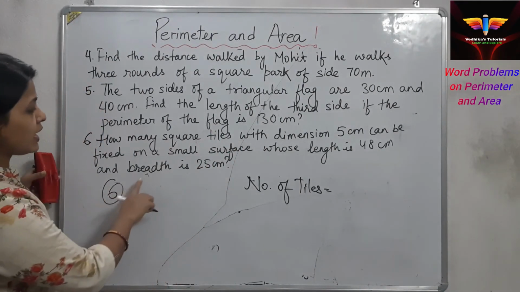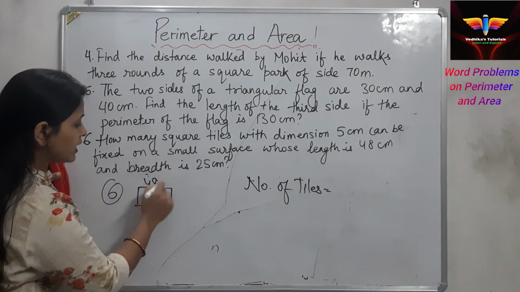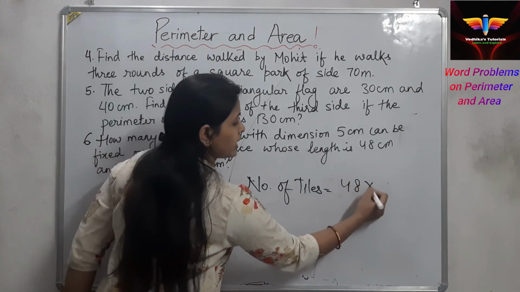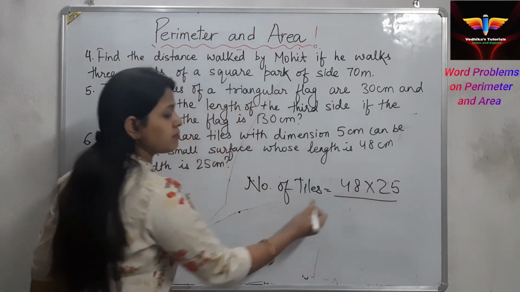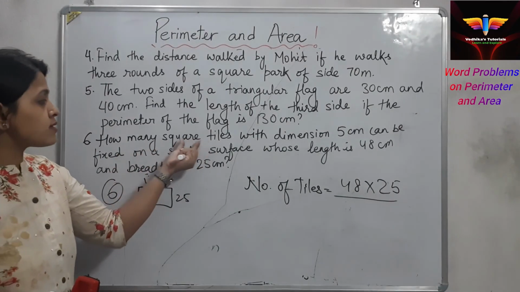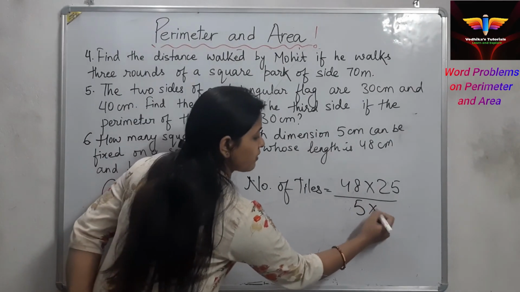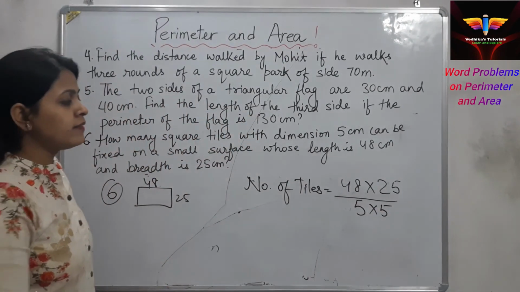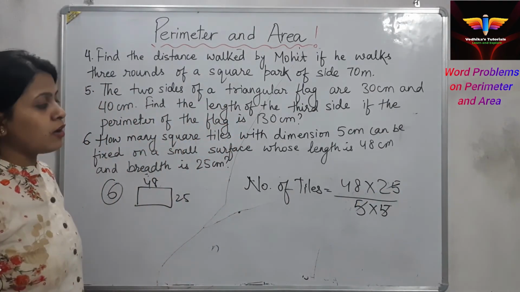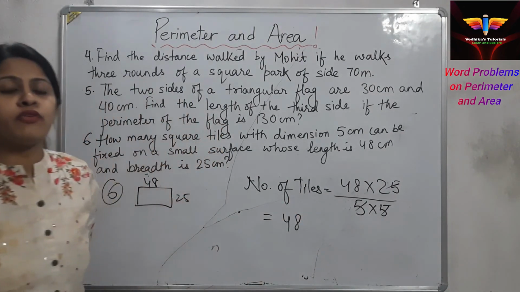Here the figure is a rectangle, so its area is 48 into 25. It will be written as 48 into 25 divided by the area of the tile. The tile is square in shape, so its area will be side into side, that is 5 into 5. Now 5 into 5 is 25, and 25 and 25 will get cancelled. Now 48 is our required answer. So the number of tiles is 48.